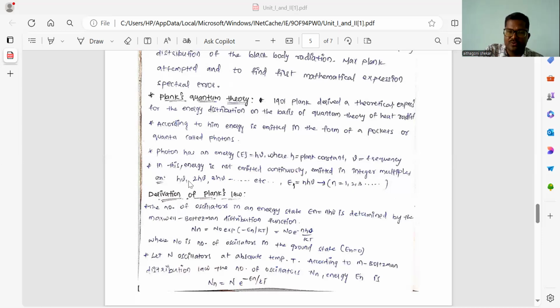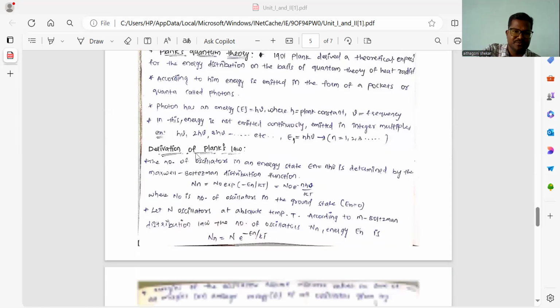So 1 h mu, 2 h mu, 3 h mu, 4 h mu, up to n h mu. But not 1 by 2 h mu, 3 by 4 h mu, or 2.5 h mu. Those are not integers. Integers mean specific values: 1, 2, 3. 1 h mu, 1 plus 1 is 2 h mu. Only fixed multiples; the basic unit is 1 h mu.